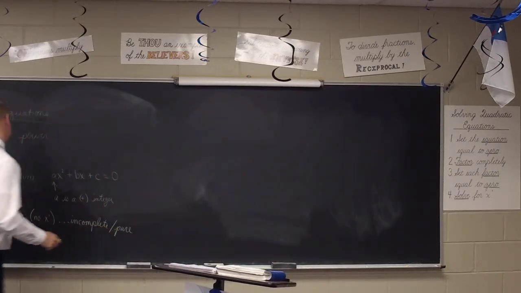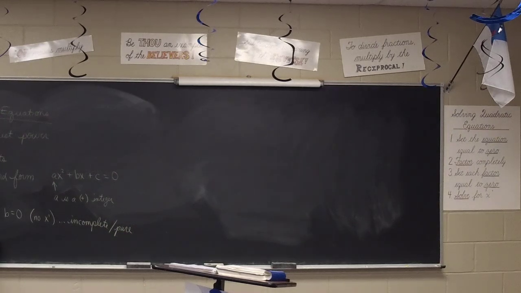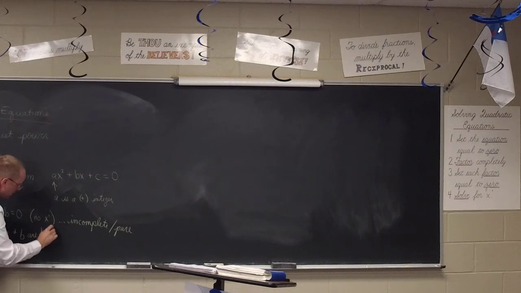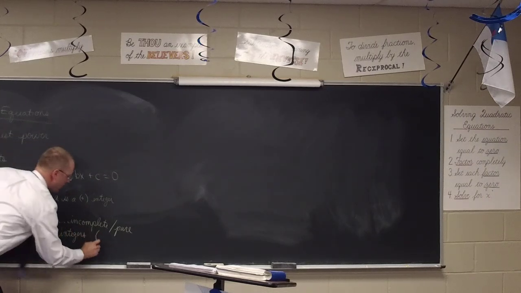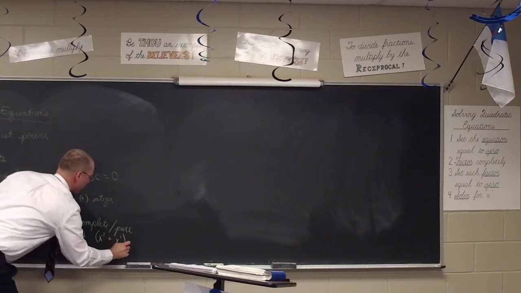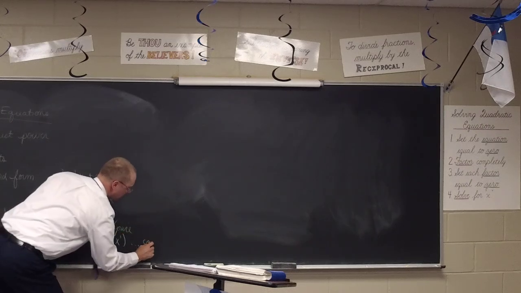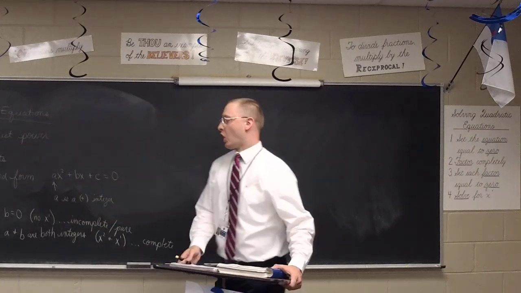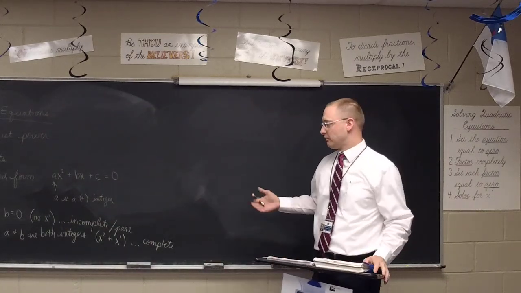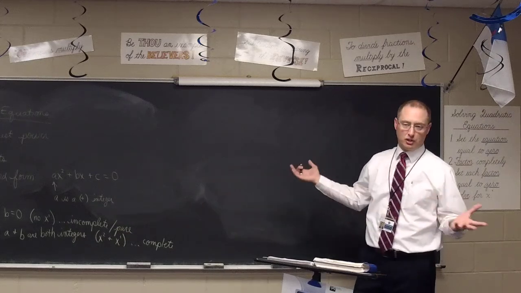If a and b are both integers, in other words, you have x squared and x to the first, then we have what we call a complete quadratic. You've got the x squared and the x to the first.